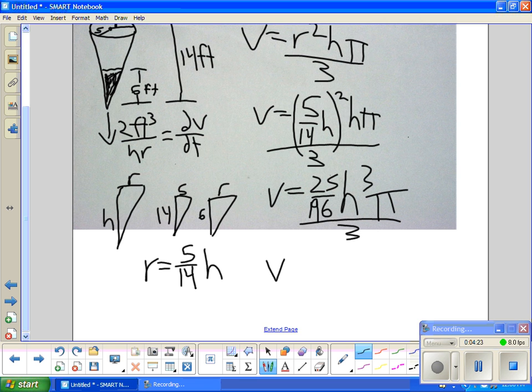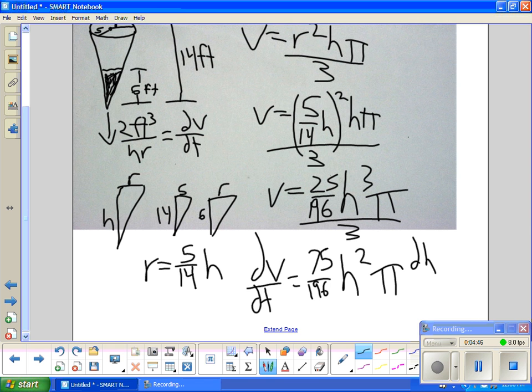So dV dt equals 75 over 196 H squared pi dH dt all over times 1/3. Now we will cross out these to make an easier, smaller equation.